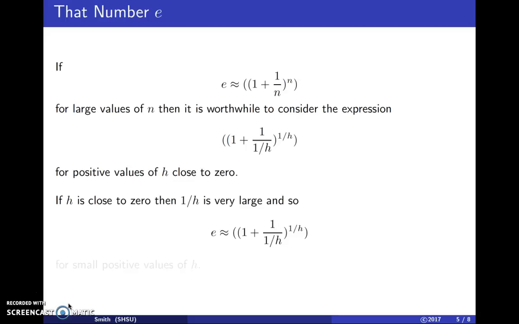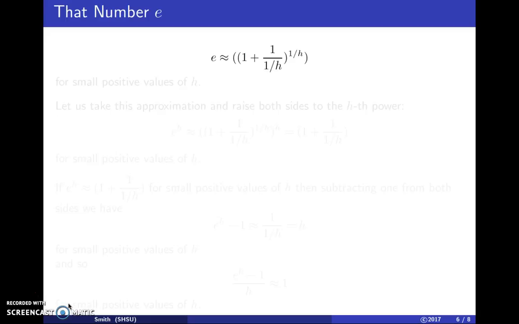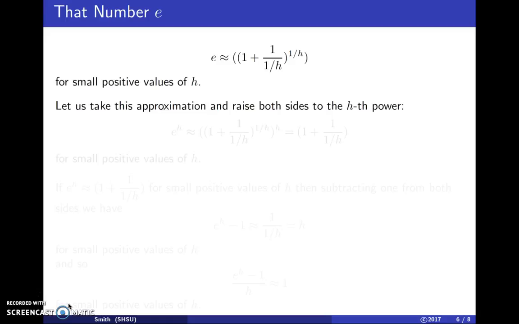I've rewritten the expression at the very top of the page involving n to an expression at the bottom of the page involving 1 over h, or h. So here's how I think of e. Let's take this approximation and raise both sides to the h power. On the right side, the exponent 1 over h times h simplifies, and we have an exponent of 1 that disappears. So e to the h is approximately 1 plus h, as long as h is small.